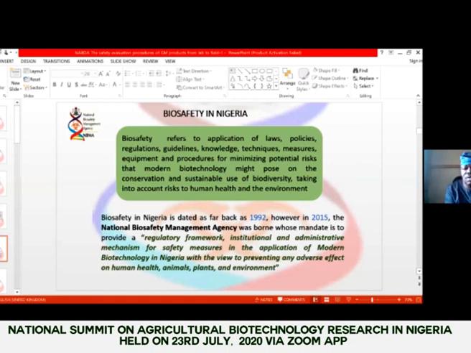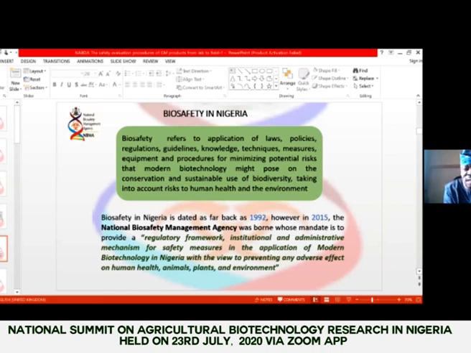Now let's look at what is biosafety. Biosafety refers to application of laws, policies, regulations, guidelines, knowledge, techniques, measures, equipment, and procedures for minimizing, eliminating, or totally ensuring there are no potential risks that modern biotechnology and its products may pose to the environment, and sustainable use of biological diversity, taking into account risks to human health.